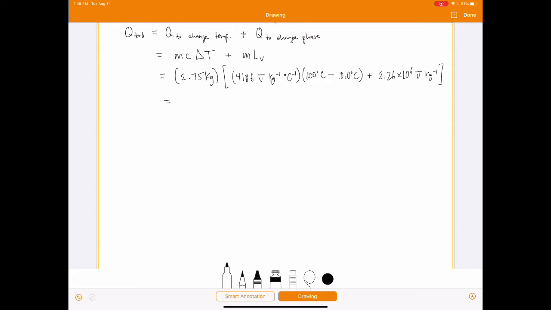So when you make that calculation, what you get is 7.251 times 10 to the 6 joules. And you can round that to 3 sig figs to get 7.25 times 10 to the 6 joules. So that's almost 10 million joules that would be required to raise the temperature to the boiling point and then boil all of that water away. This is how much energy is going to be needed.